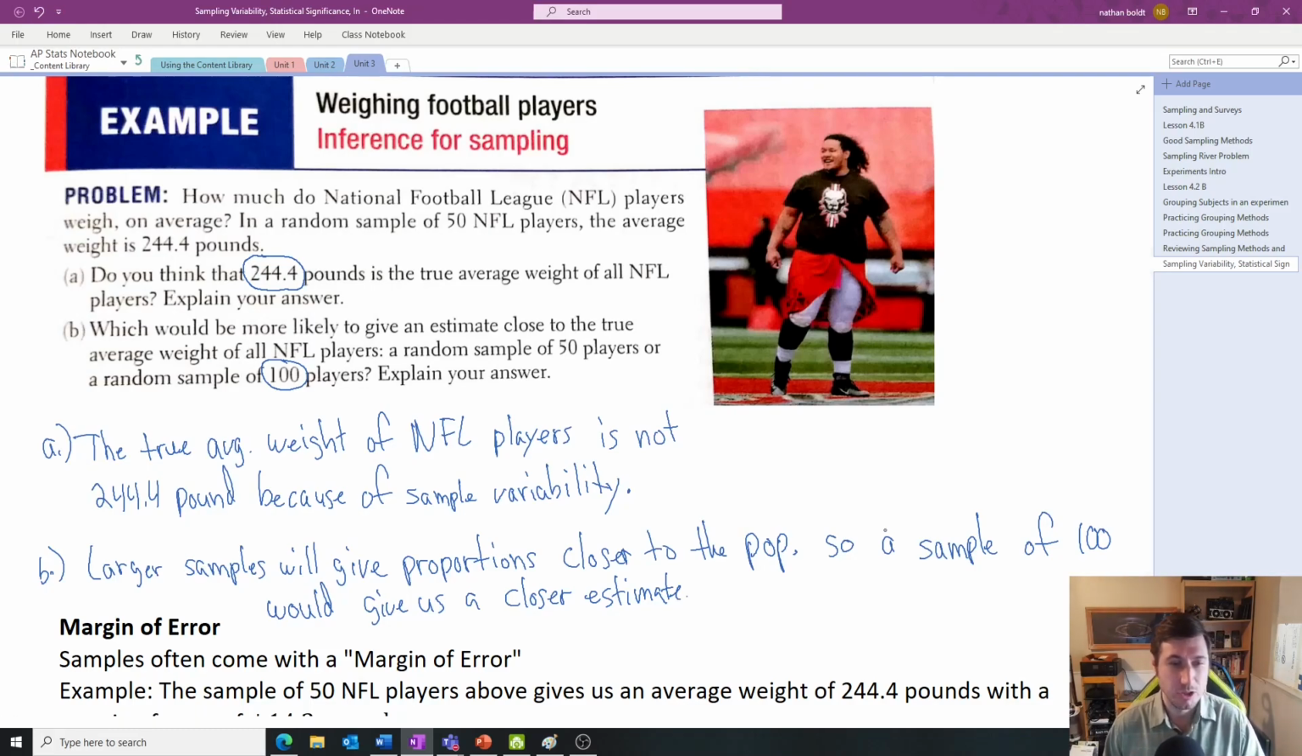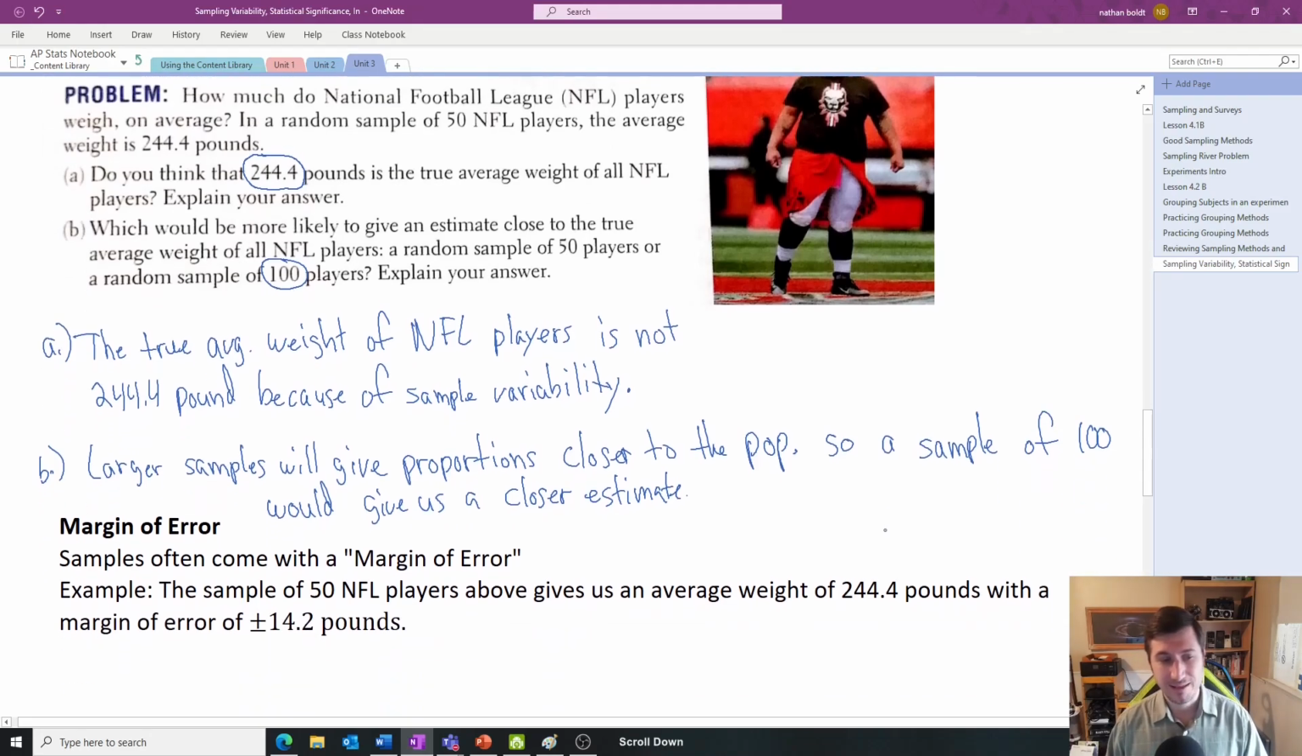Couple concepts there. Now, usually when a research association takes a sample and gives it to the public and says, hey, here is our research and our inference, usually, if they're reputable, they will give a margin of error along with their estimate, okay? They won't just say, hey, the average weight of a football player is 244.4 pounds. We know that's not the case. All right? We know there's sample variability. Almost 100% it cannot be exactly 244.4. Maybe we got lucky, but probably not. Okay?